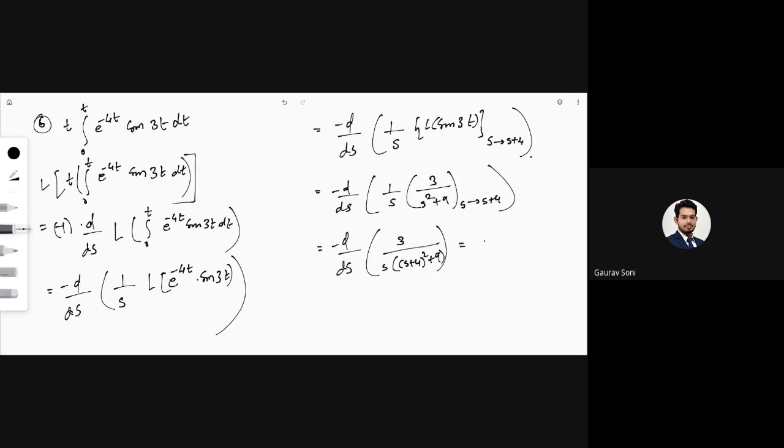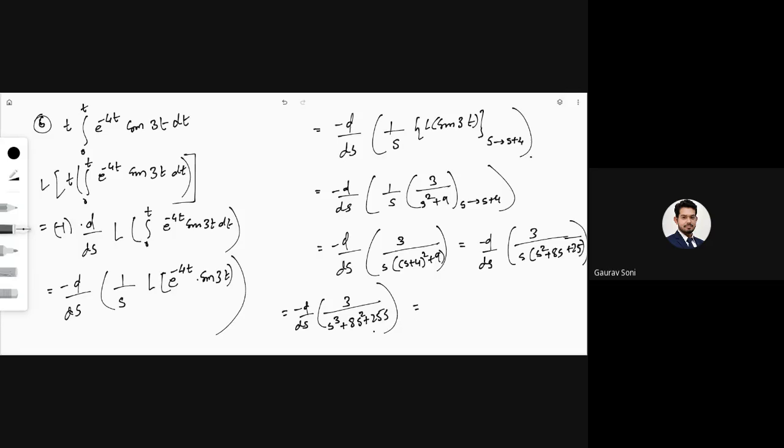So I can simplify this: minus d by ds in bracket 3 upon s in bracket s square plus 8s plus 25. So this will be equal to minus d by ds in bracket 3 upon s cube plus 8s square plus 25s.